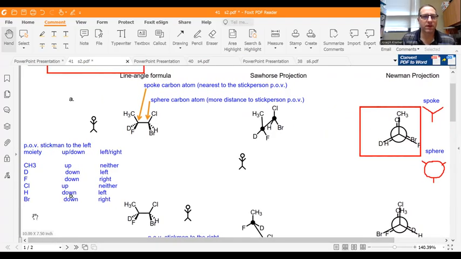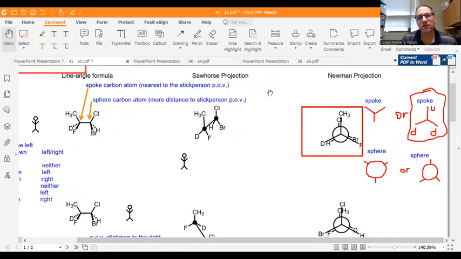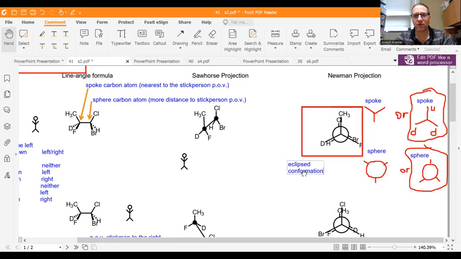And if you look back at our records here for chlorine, bromine, and hydrogen, it was up, down, down. And which sphere would capture that information? This one here. And class, it turns out that from this molecule, we have the eclipsed conformation, or shape, from this information.